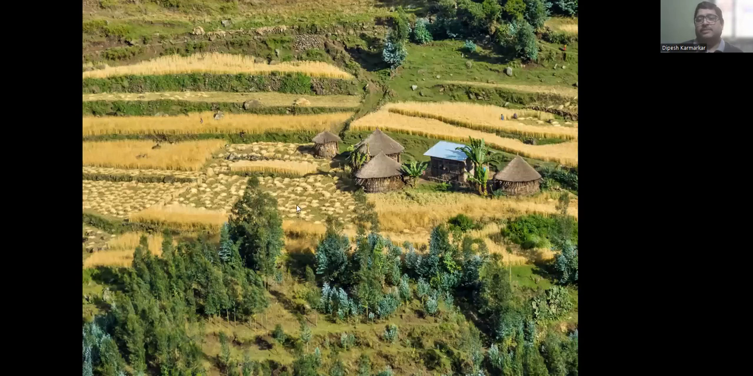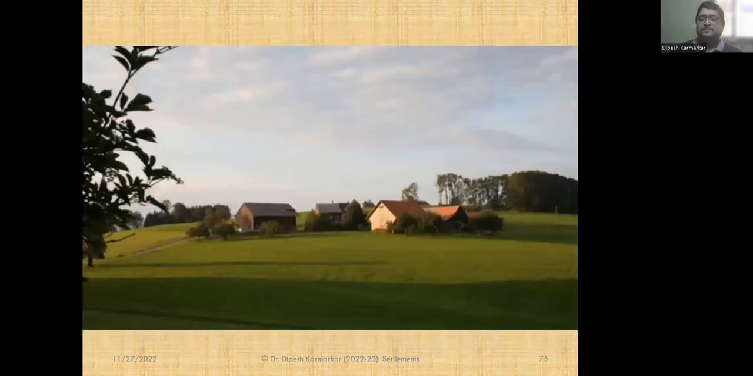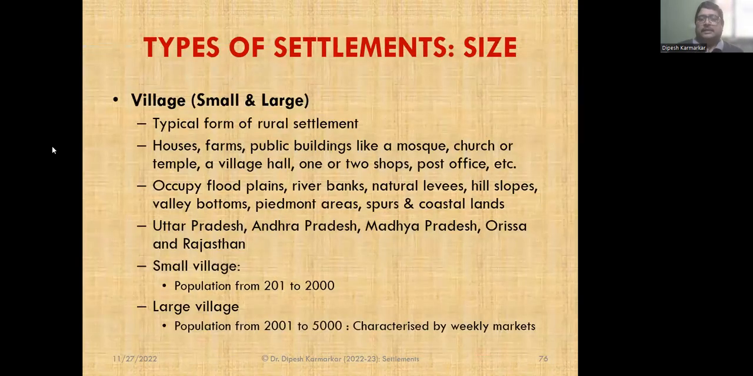Again, these are examples. You can see that there is not just one house. There are more houses, especially in this image. This is not a large village, but this is also not an isolated settlement. Something located in between, that is a hamlet. The next classification is a village. A village is larger than an isolated settlement and a hamlet. It's a very typical form of a rural settlement.